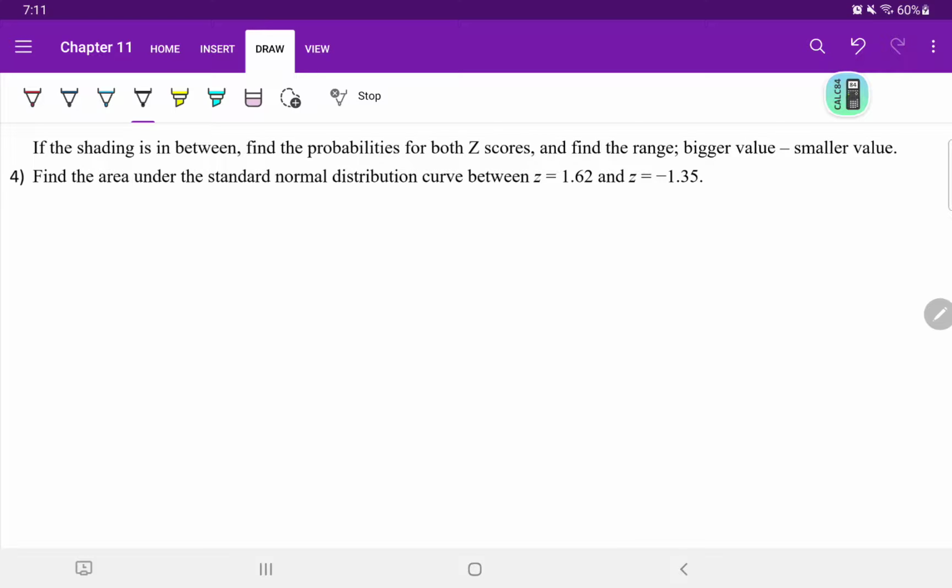Okay. Let's find the area under the standard normal distribution curve between z equals 1.62 and z equals negative 1.35. Let's find the probabilities to both of those. Find a probability to the larger z-score first, z equals 1.62. Then let's find the probability z equals negative 1.35. And once again, it is in between. So when we find the probabilities, we subtract the bigger probability and the smaller probability.